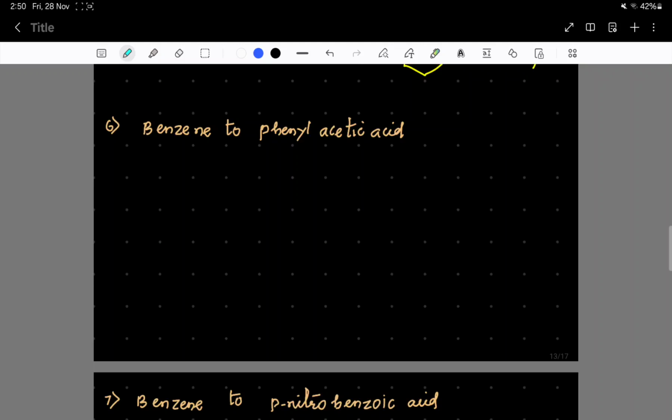Benzene to phenyl acetic acid. Now you can take benzene, student. This benzene reacted with CH3Cl. This is Friedel-Crafts alkylation. You will get toluene as the product, student.